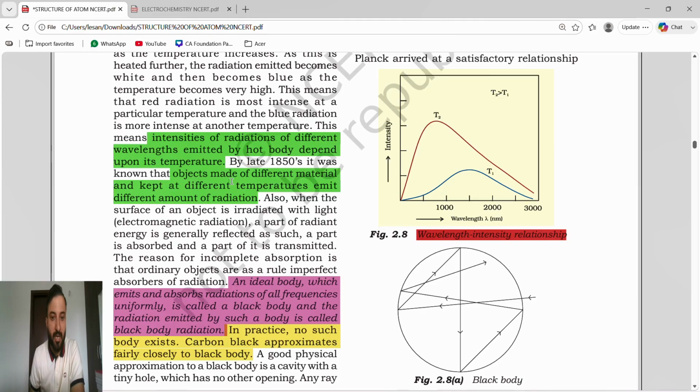See, objects made up of different materials and kept at different temperatures emit different amounts of radiation, correct? Guys, every object is not made up of the same material. So we know that objects are made up of different materials. If they are kept at different temperatures, they will emit different amounts of radiation, right?